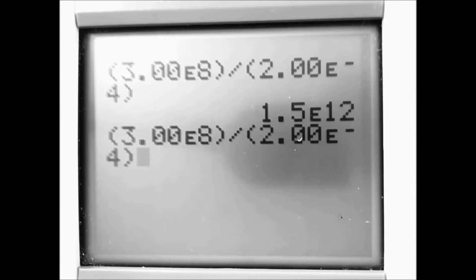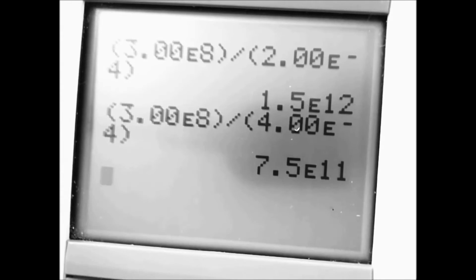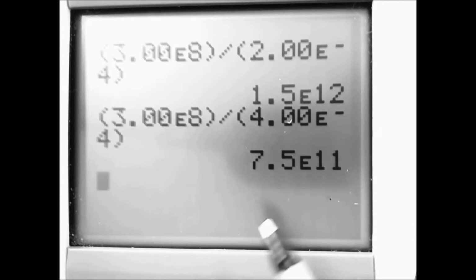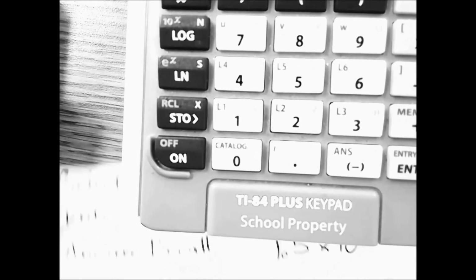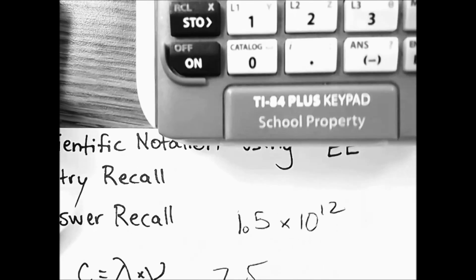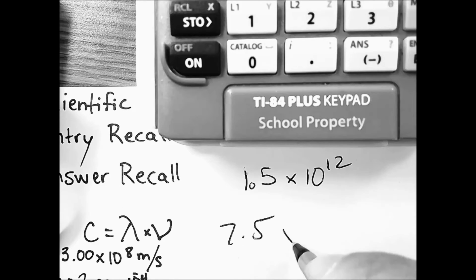So anyway, we're going to change that second number to 4E minus 4. So I scroll over and change that to 4. There we go. So here's your second answer for the second problem. 7.5 E11. That's 7.5. Sorry, I got too much junk on my desk. E11 is 7.5 times 10 to the 11th power. That's what that means on the calculator.